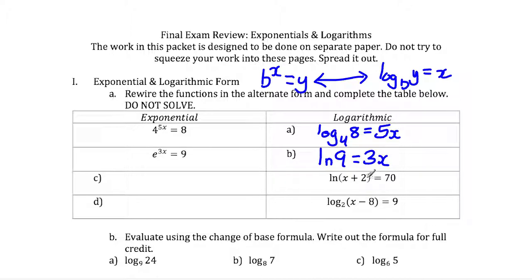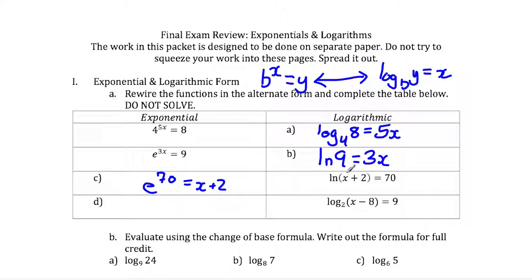Going the other way, if I have this natural log of x plus 2 is equal to 70, again, I have the base of the log. Well, the base of the log here is e, because that's a natural log, natural base. So e to the 70th power is equal to x plus 2.